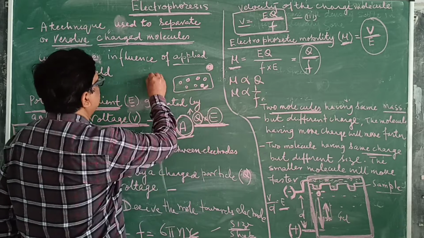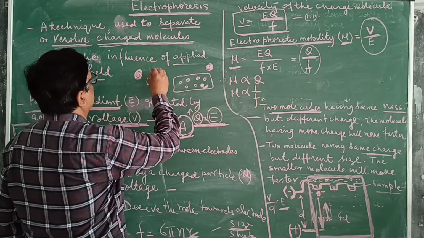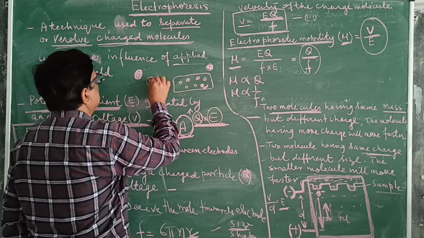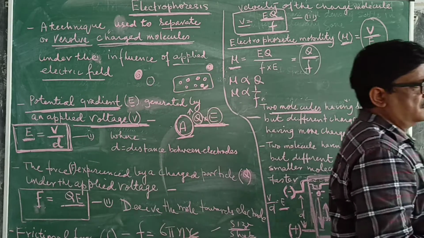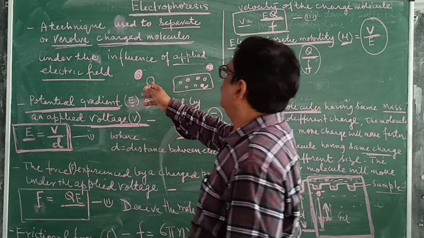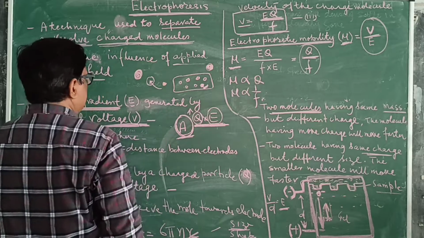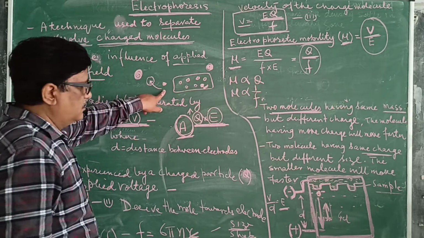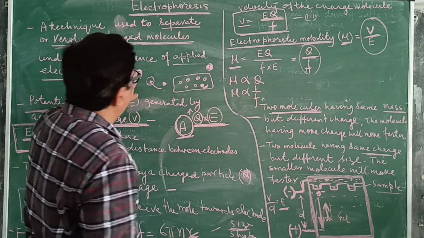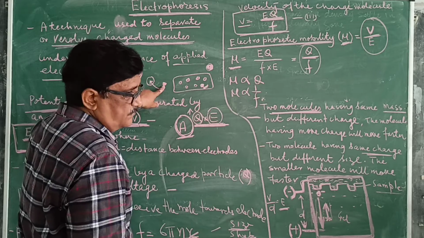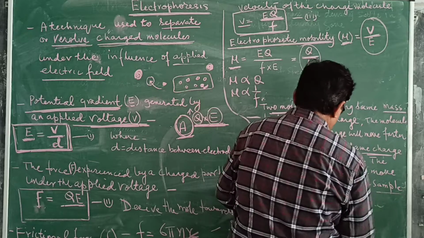That means if the pore is of this size, a molecule of larger size cannot pass through this, or will pass through with difficulty. It will face some difficulty in passing through this pore, but a molecule of this smaller size will easily pass through. That means a smaller molecule will experience less force of resistance than the larger molecule, so a smaller molecule will move faster. Okay, this is the basic idea.